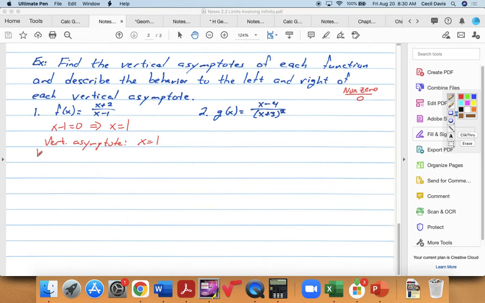All right. So now what we need to do is find what is the limit as x goes to 1 from the right of f of x.